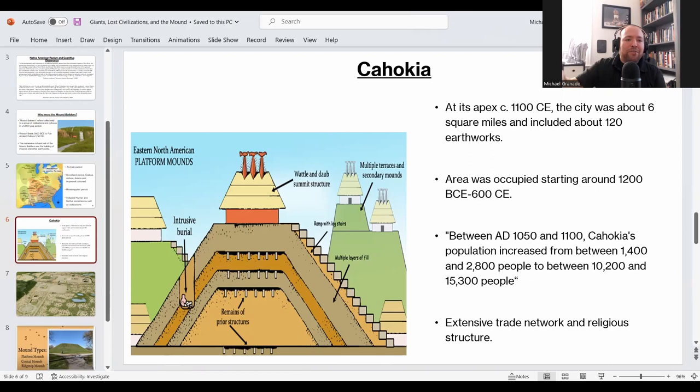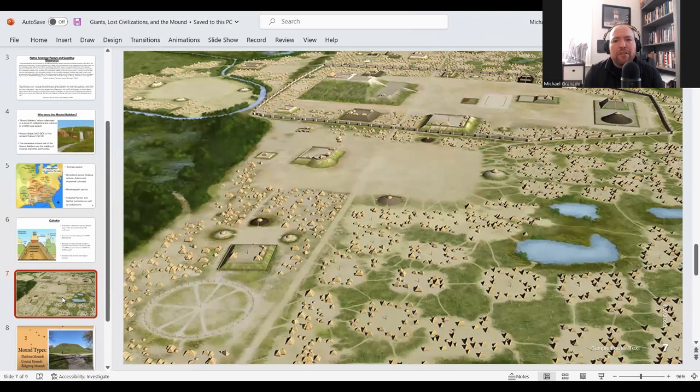This is an artistic rendering of what the city may have looked like at its peak. This included a combination of religious or ceremonial structures and the forms of the mounds that would have been scattered throughout the city: temple mounds, as well as mounds for the playing of the ball game and the calendar.